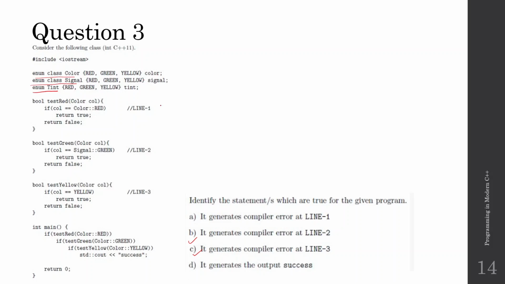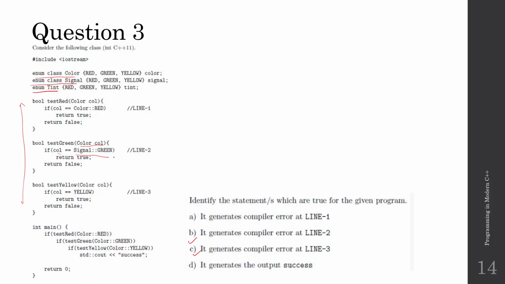So these three enums have been declared, and then within the function body we are checking for various things. Coming to the first function, this is absolutely perfect because we are taking a color kind of enum, checking whether it's red or not, and returning true or false. So this is fine, it won't generate a compiler error. In the second function we are testing whether the color is green or not, but note here that it's a color, and then we are comparing it with signal::green.